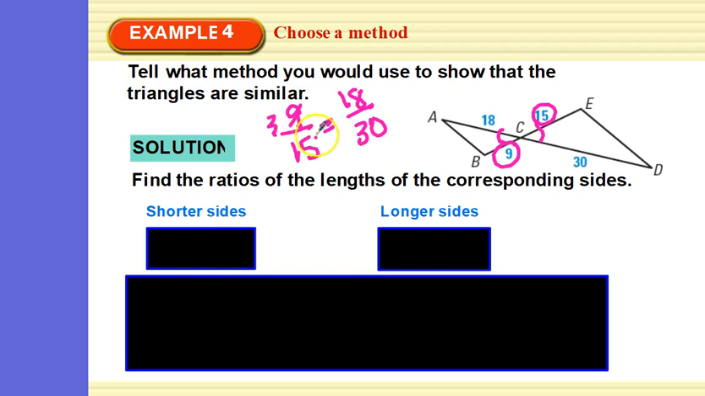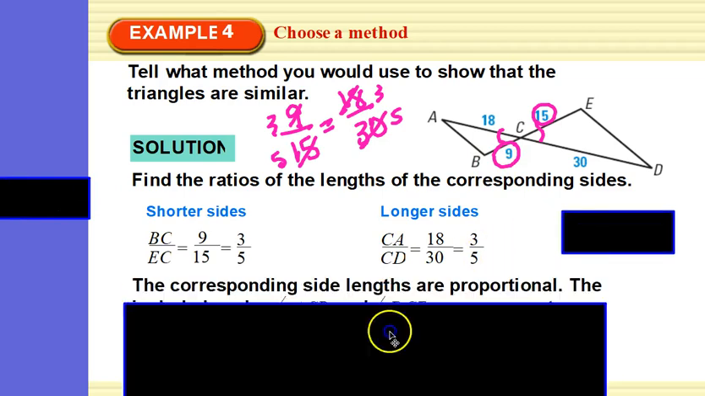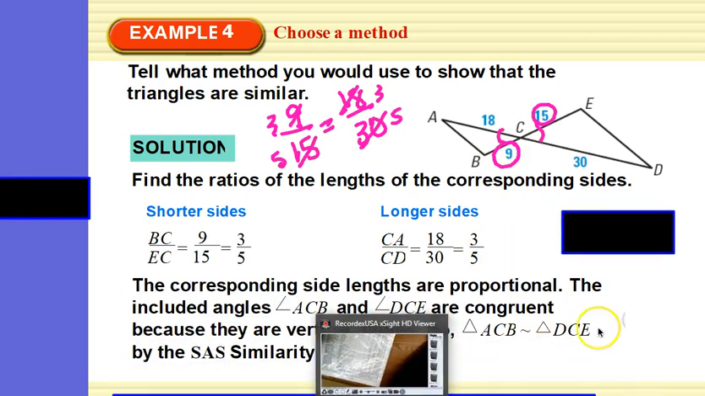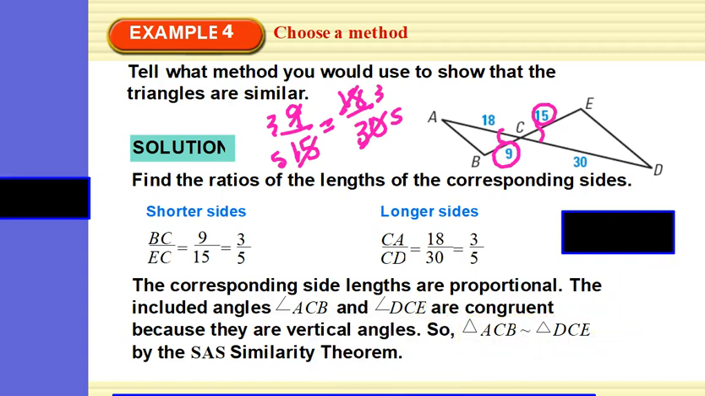3 goes in here 3 times. 3 goes in here 5 times. 6 goes in here 3 times. 6 goes in here 5 times. 3/5, 3/5. They totally are proportional by side, angle, side. Make sense?